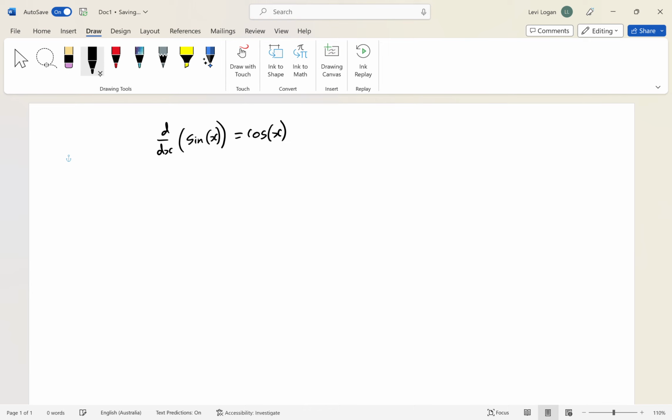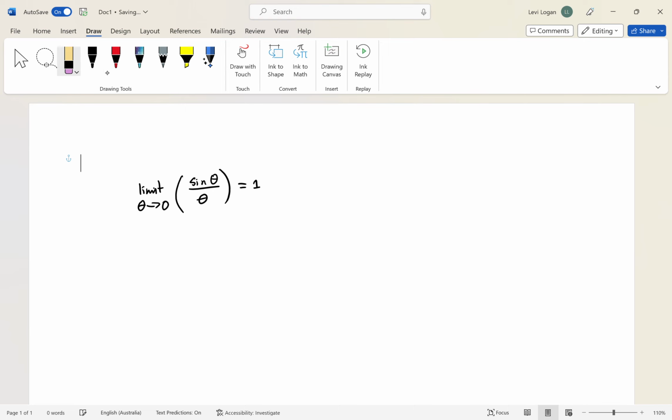I introduced this particular limit. As I used h in the previous video, but in this video I'm going to use theta. It doesn't really matter as long as you have a symbol and you know what the symbol means. The limit as theta goes to 0 of sine theta over theta is equal to 1. So I'm basically just going to show why this is true and where it comes from.